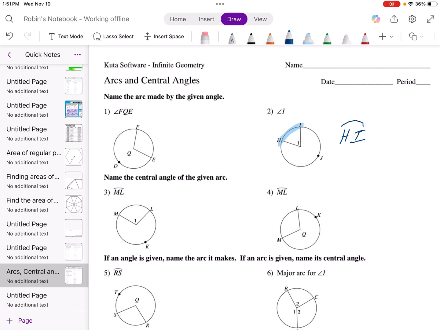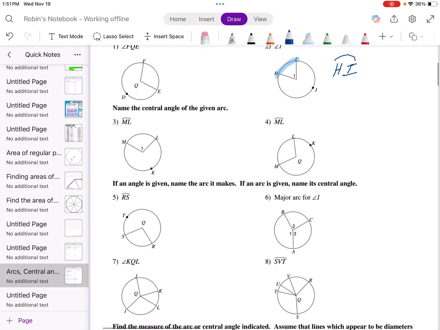Now, if I want a major arc, it means I want you to take the long way around. So if I want the long way around, so angle 1 is here, which means I'm starting at B, going to A, but I want the long way around.